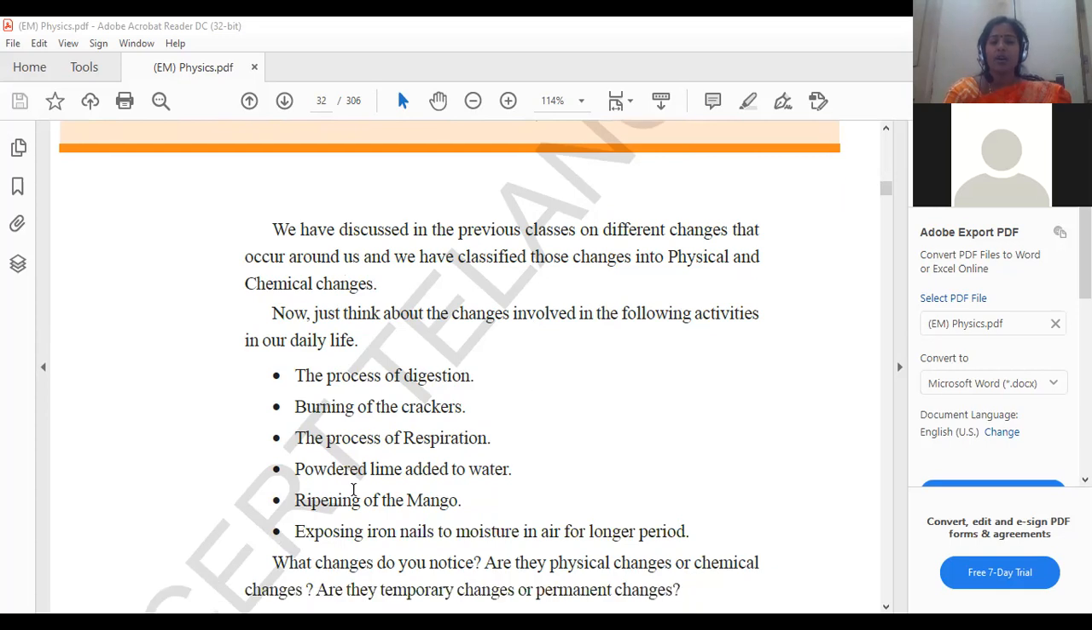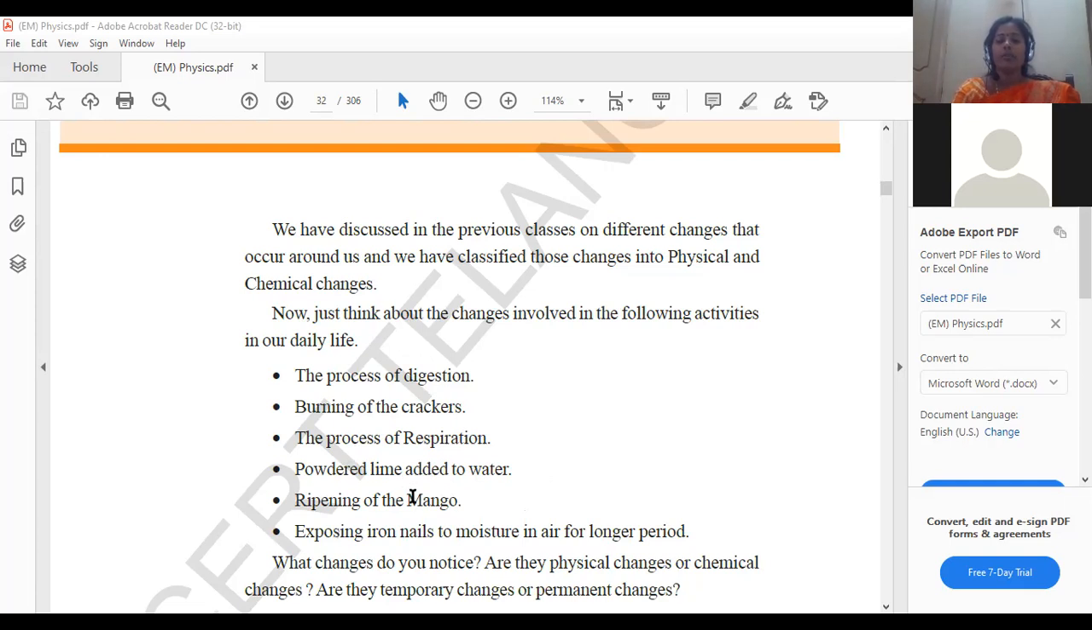And the next is about powdered lime added to water. Whenever lime is taken, it is calcium oxide. When this is added to water, calcium oxide is subjected to hydrolysis and calcium hydroxide will be generated. How this calcium oxide is converted into calcium hydroxide, that transformation we also represent in the form of a chemical equation. It is a kind of synthetic method. It is not a natural process. We are adding water to it.